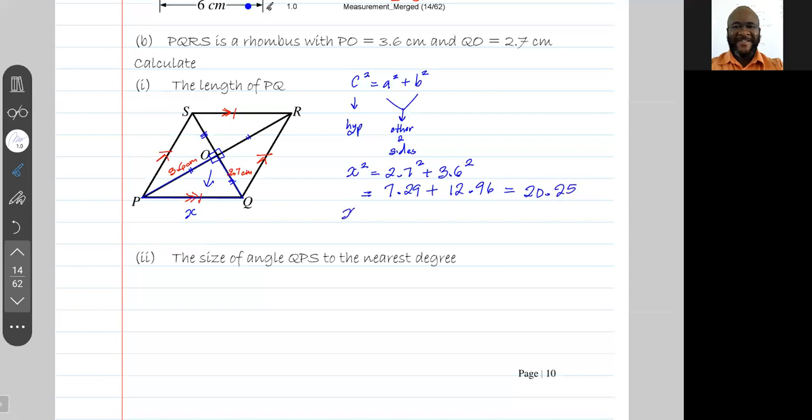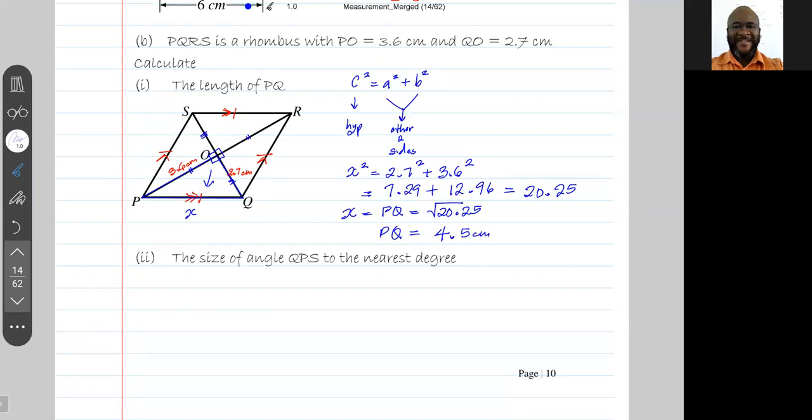And so x, which is PQ, is equal to the square root of 20.25. So PQ, which we're asked to find, is equal to the square root of 20.25. The square root is 4.5 centimeters. PQ is 4.5 centimeters.